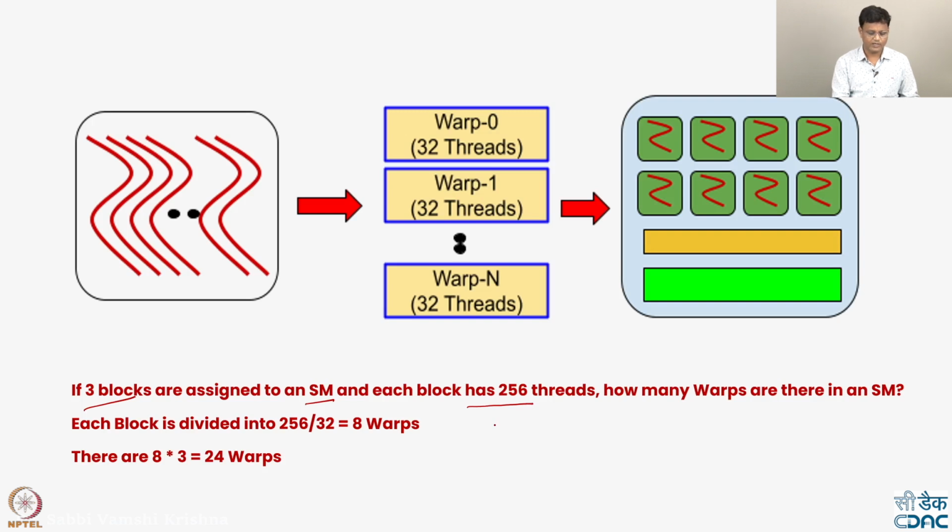Suppose as a user I have declared 3 blocks to be assigned on each SM, each block has 256 threads, and I have only one SM. Then how many warps are there in an SM? Very simple, we have to divide the number of threads available in the block by the warp size, that is 32. So, there will be 8 warps in each block, but since we are assigning 3 blocks to an SM, 24 warps will be mapped onto the SM.